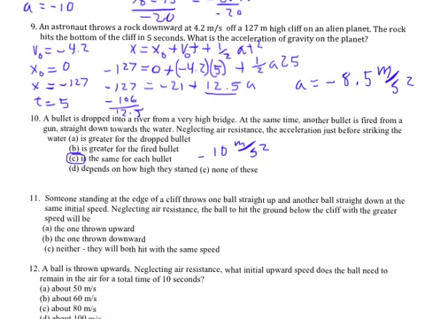Alright, that's an AP question, by the way. Someone standing on the edge of a cliff throws one ball straight up and another ball straight down at the same initial speed. If we neglect air resistance, I did this one for you in class, and what we find is that they hit at the same speed.